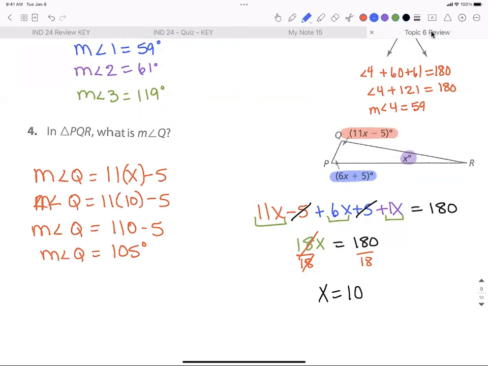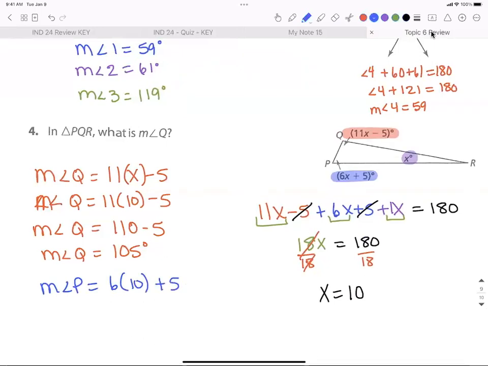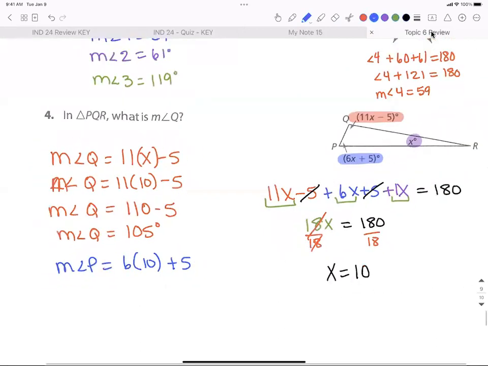Now let's go to the blue one. The measurement of angle P is, now I'm just going to go ahead and plug the 10 in right now. Oh, I'm sorry. Thank you. Good catch. It doesn't even ask for all of them. You're right. Sorry, I was getting excited and I was going to find all of them. You don't have to. The directions just simply say what is angle Q. We found it. Good catch. Thank you.